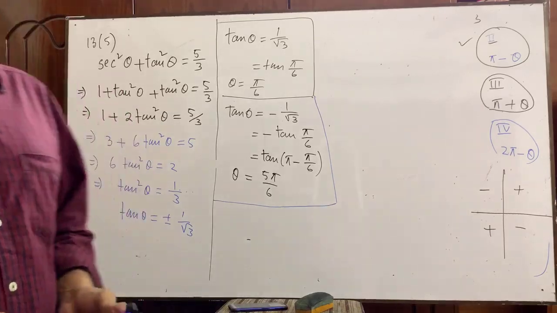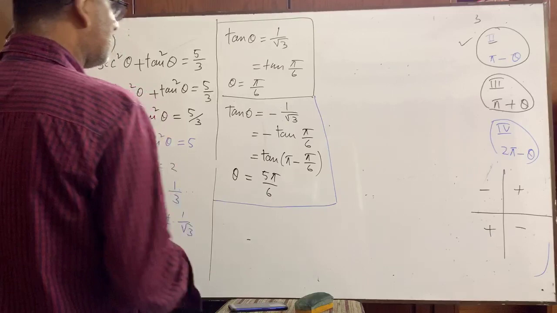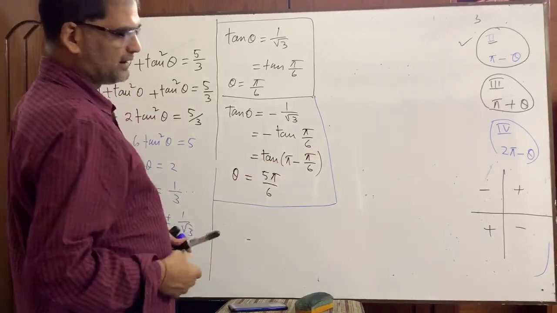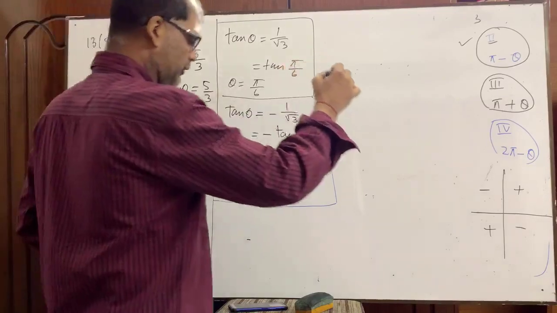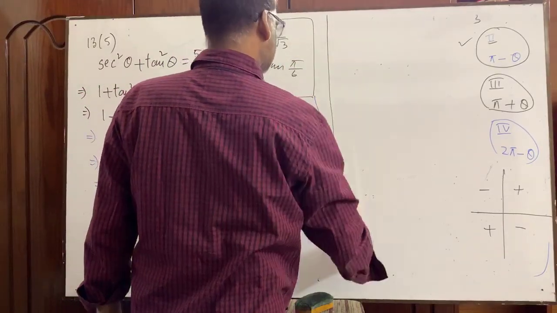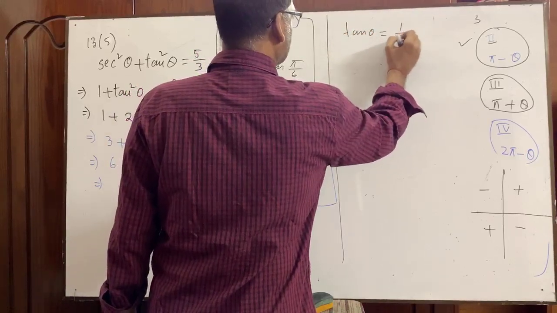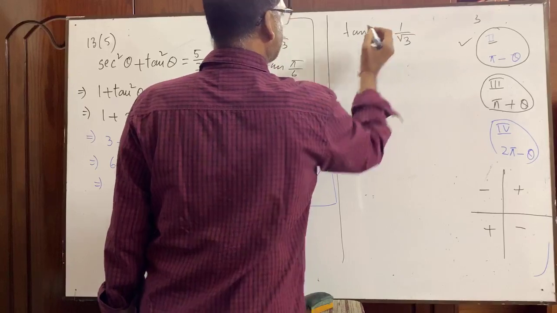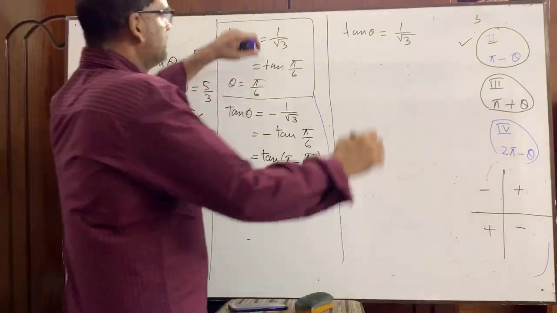Now I am going to the third quadrant. You see, in the third quadrant tan theta is positive. That means here we can write third quadrant, tan theta equals to 1 by root over 3, right? Tan theta equals to what? 1 by root over 3. Very good.